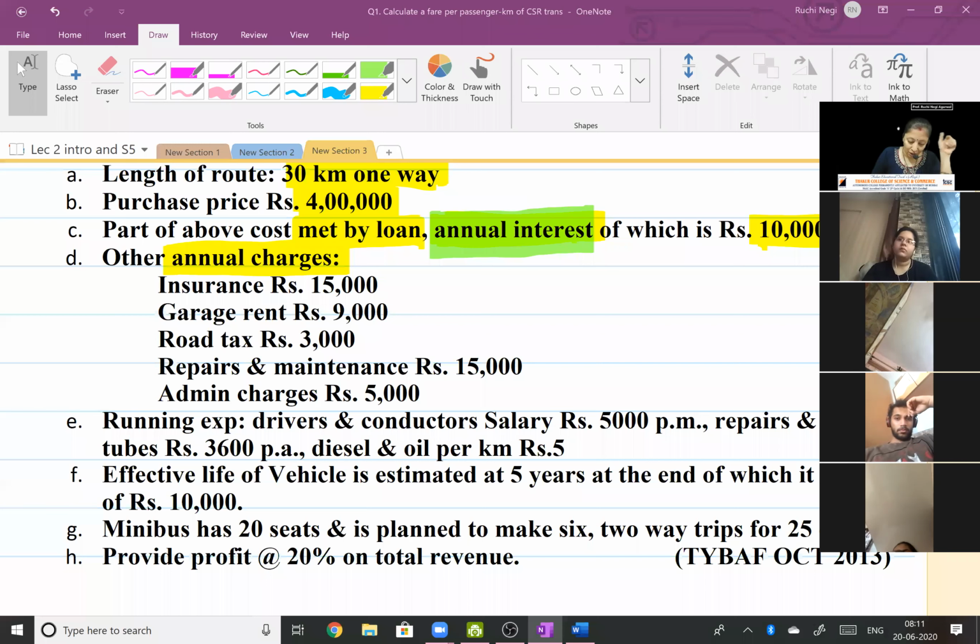Now coming to the next one, insurance. So insurance is which cost, students? Put it in the chat box. Now today answers you will have to give me. Insurance is which cost as per CAS 5, Cost Accounting Standard 5?